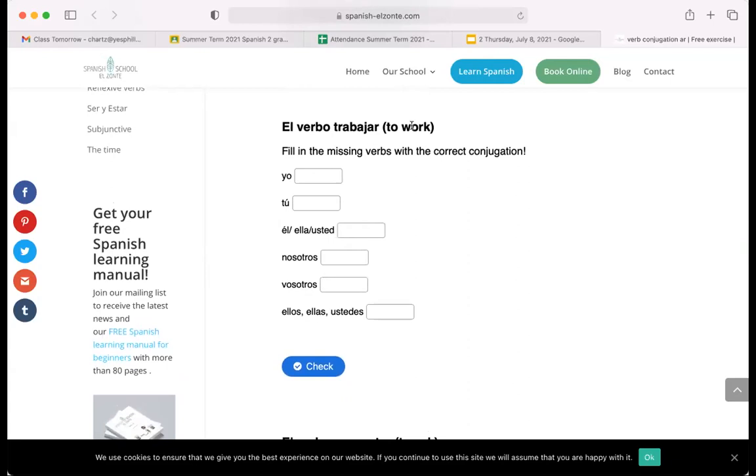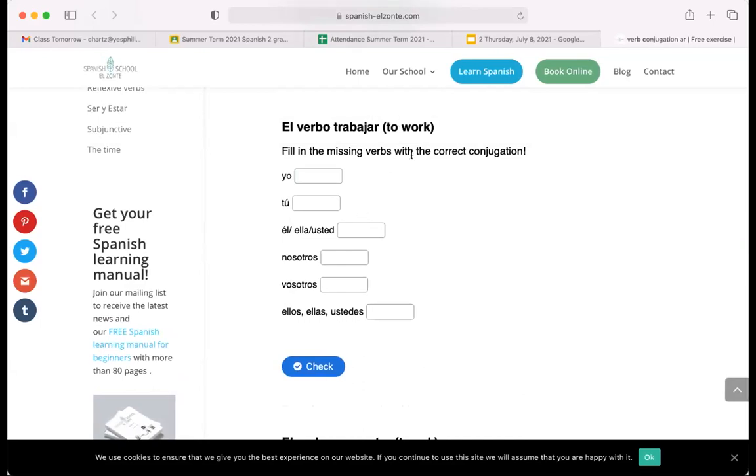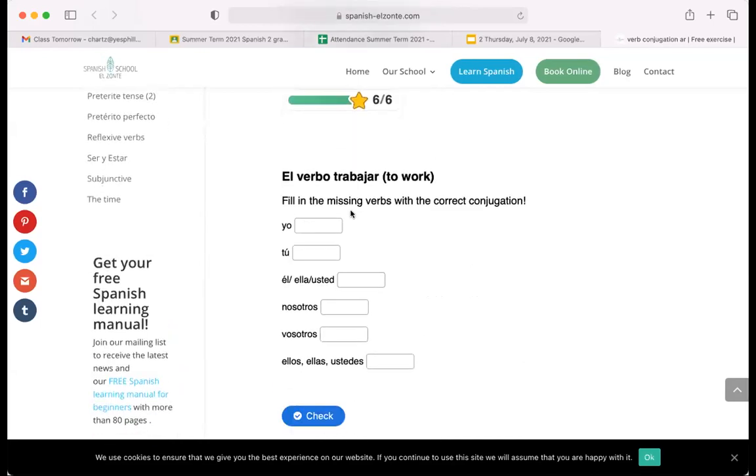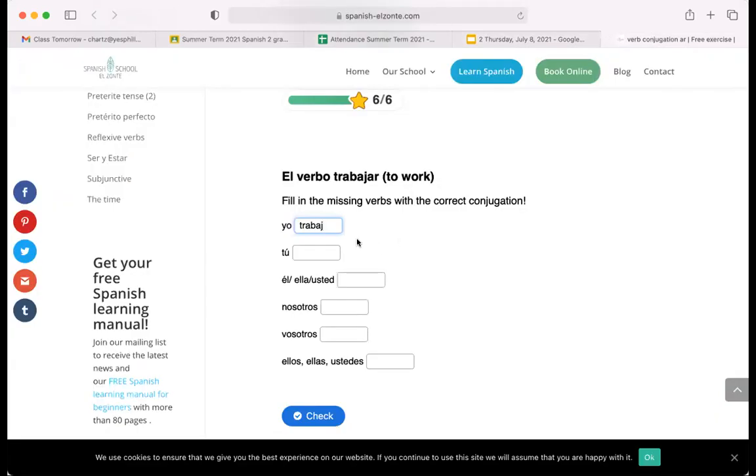So the verb trabajar, that's one of our vocabulary words. The first thing, and they don't give us options here, so we just have to figure it out. Remember, the first thing we have to do when we look at a verb is take the AR ending off. So that'll leave us with that. Then we just have to add the endings on. So for the yo form, we add an O. So yo trabajo means I work.